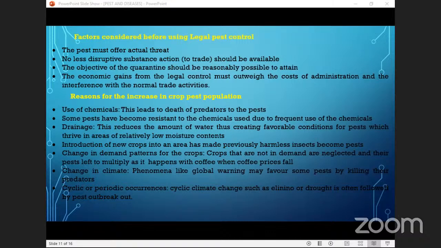And then the last one says, cyclic or periodic occurrences. Cyclic climatic changes or drought is often followed by pest outbreak. Whenever there is drought, there is a certain number of pests that break out. So such factors have led to increase in pest population.